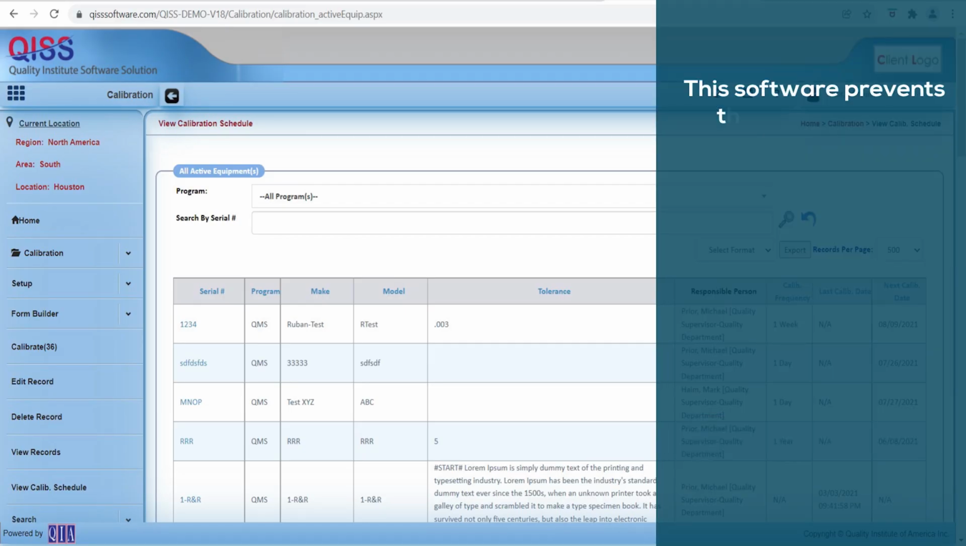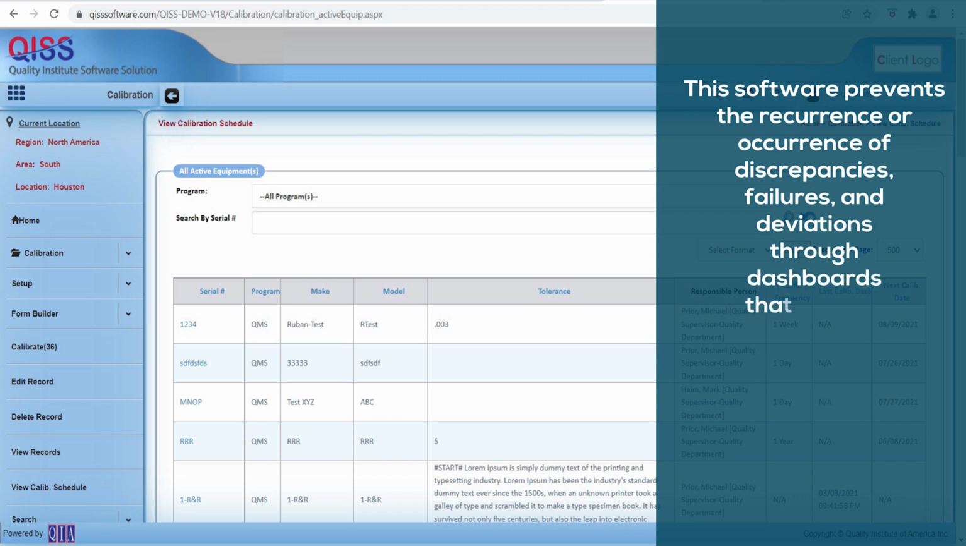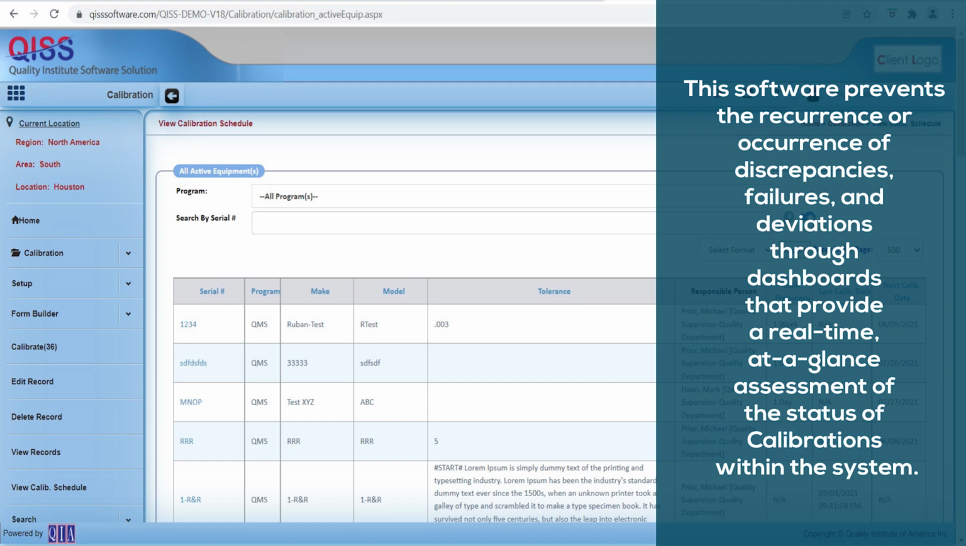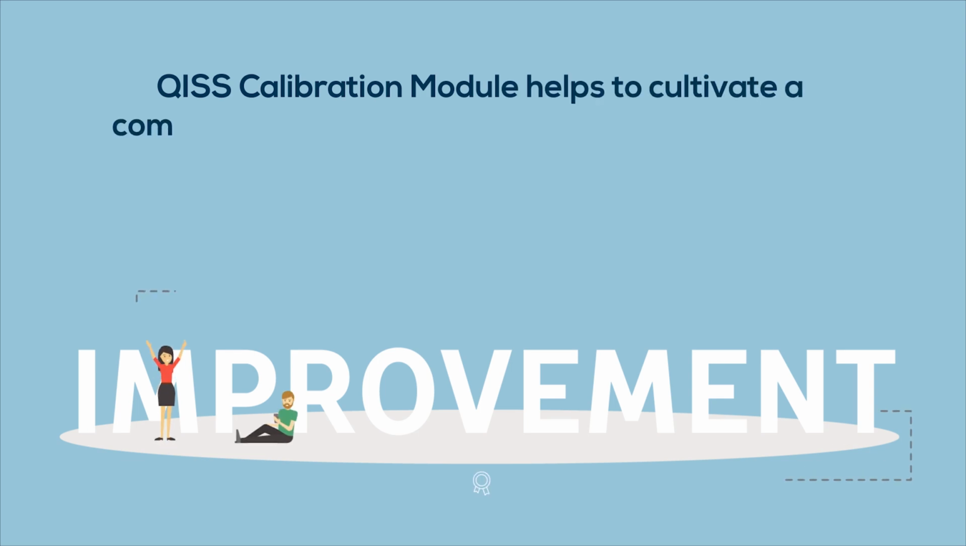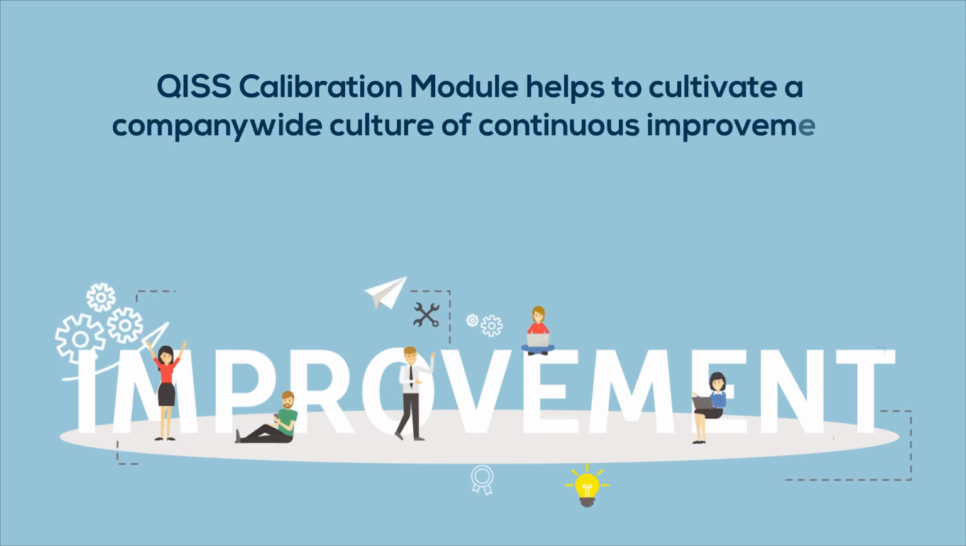This software prevents the recurrence or occurrence of discrepancies, failures, and deviations through dashboards that provide a real-time, at-a-glance assessment of the status of calibrations within the system. QISS Calibration Module helps to cultivate a company-wide culture of continuous improvement.